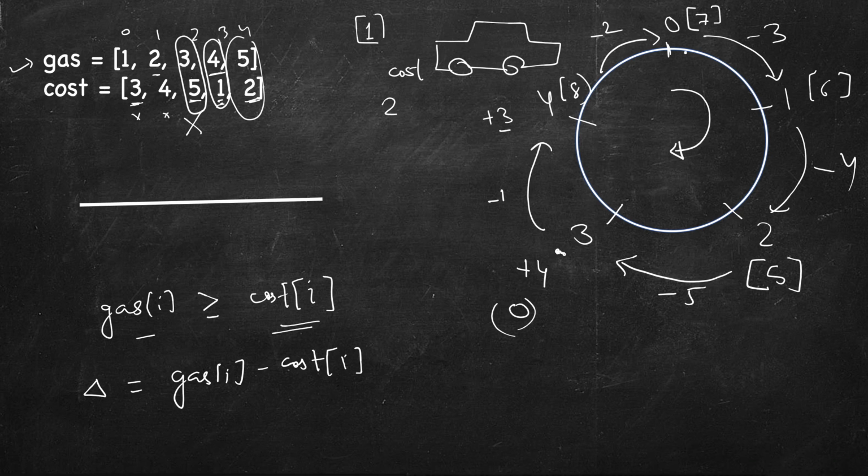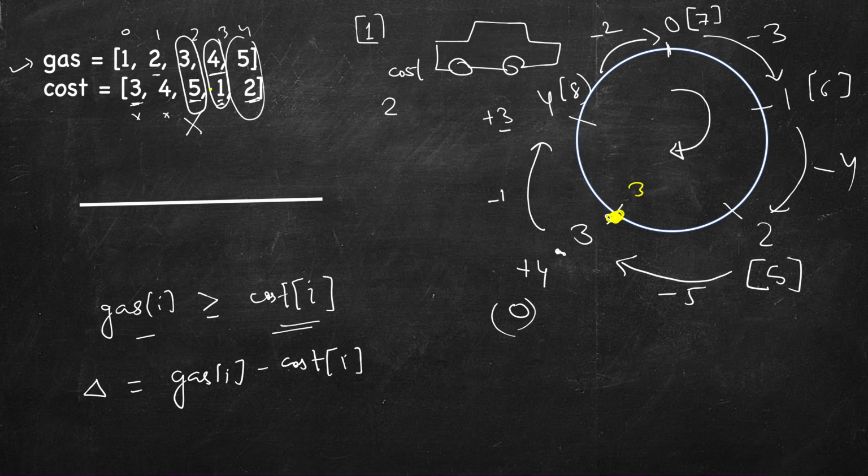So we have completed a trip. We started from here and we reached here. So this is what we are required to answer here. What should be the starting index? In this case, the answer should be 3, because we can start from here and complete a round trip.